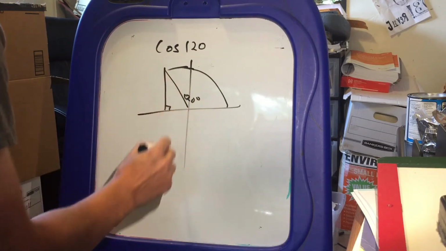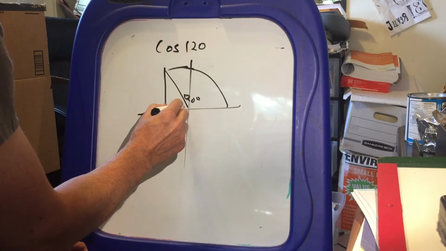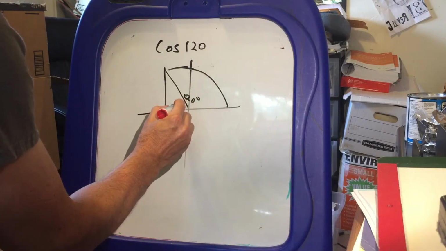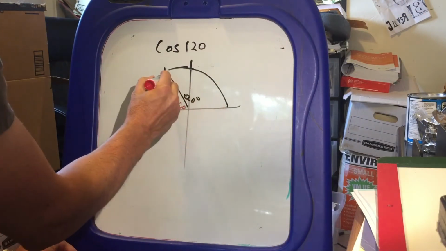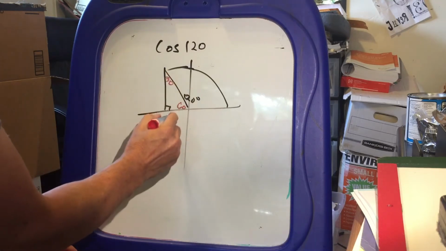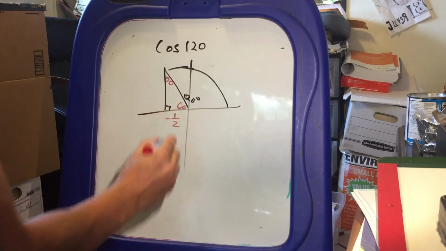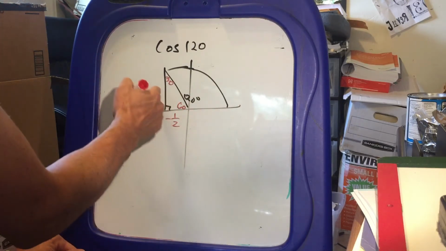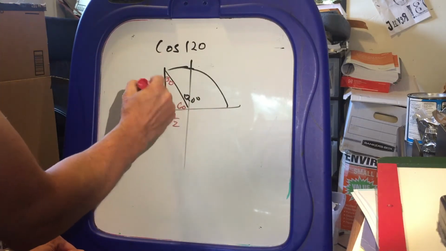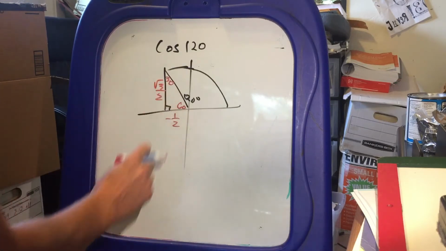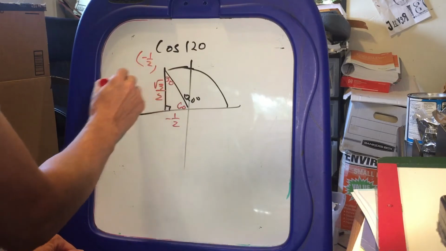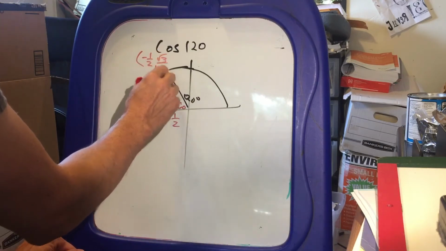That means when I draw my reference triangle here, what is this angle? Well, it's 60, right? Because 60 plus 120 is 180. What is this angle? 30. What's opposite to 30? 1/2. But that's going to be negative because we're to the left of the axis. What's this length across from the 60? Root 3 over 2. So what's this coordinate? Well, negative 1/2 is the x. Root 3 over 2 is the y.